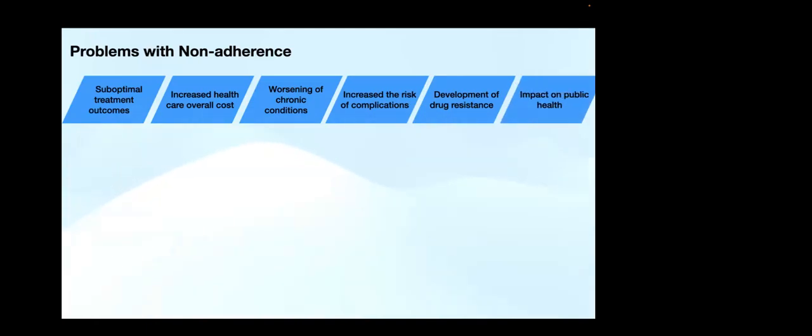Next is the impact on public health. Non-adherence to medications for infectious diseases such as tuberculosis or HIV can have public health implications. Incomplete treatment can contribute to the spread of these diseases within communities, making them harder to control. So that is the non-adherence problem related to the impact on public health, right?